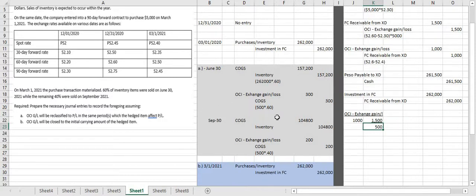Ayan. At the same time, kasi nga, nag-option A tayo, our 500 balance of OCI credit will also be transferred to the cost of goods sold at the same time that the inventory affects P&L. So, debit tayo ng OCI, exchange gain or loss, credit cost of goods sold. For the amount of course, dahil 60% yung nabenta na inventory, 60% lang din yung amount ng OCI na i-close natin sa ating cost of goods sold. Okay, for, ayan, 300.